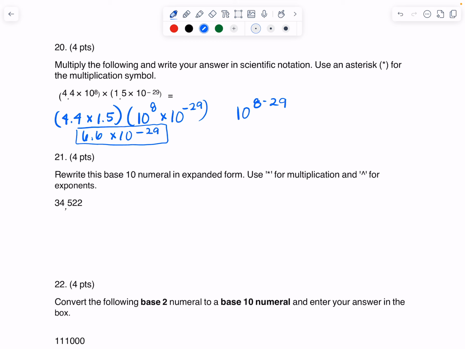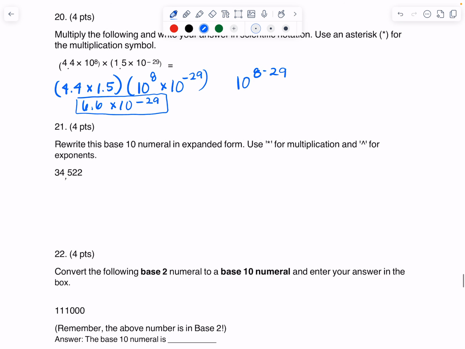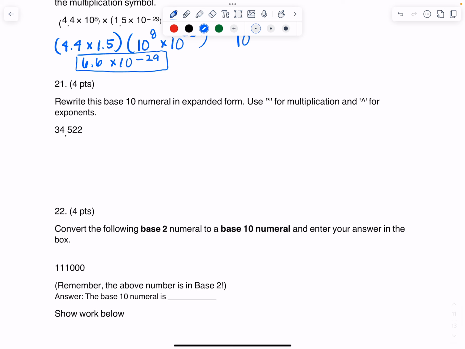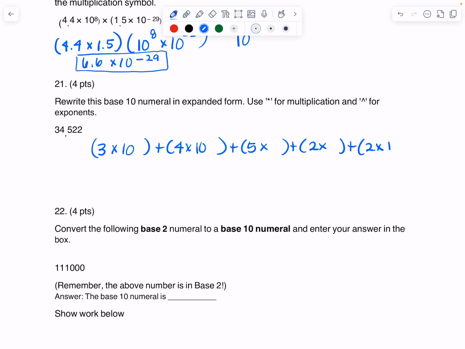All right, 21. Rewrite this base 10 numeral in expanded form. So expanded form means we're going to find out what number is in each place. So I'm going to spread everybody out. I'm going to have 3 times 10 raised to the plus 4 times 10 raised to the plus 5 times 10 raised to the plus 2 times 10 raised to the plus 2 times 10 raised to the. Okay. So we start at the back.